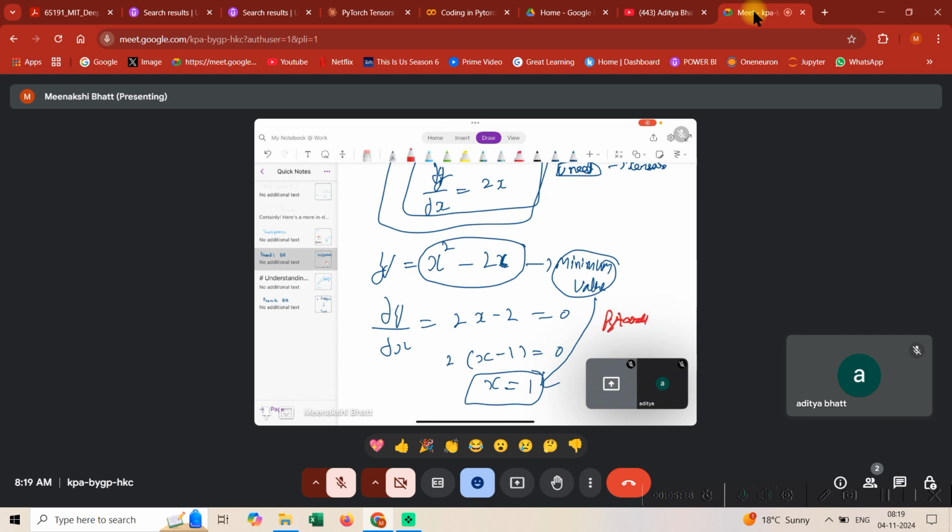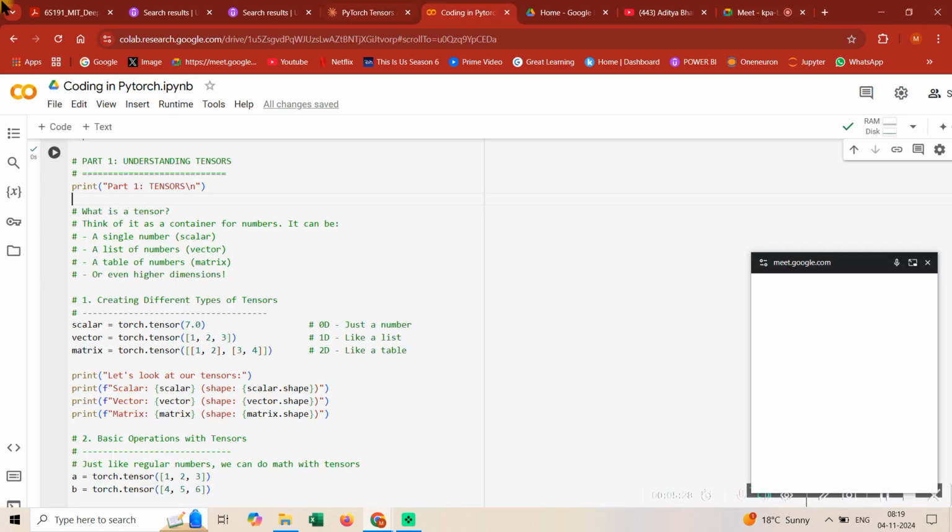For all these types of calculations, PyTorch needs tensors. That's the role of tensors. Now let's switch to our coding board again and try to understand it further.